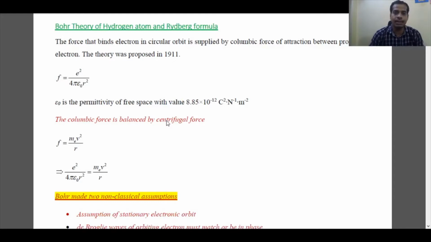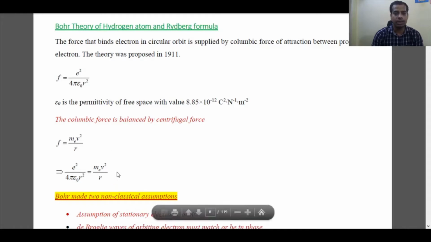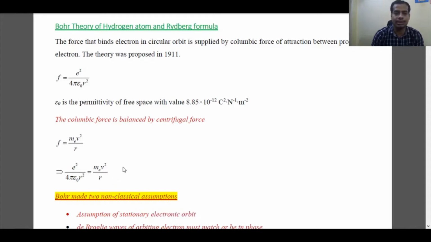Bohr's theory says that when an electron revolves around the nucleus, the electron gets stabilized due to two effects. One is the Coulombic force of attraction between proton and electron, and the second effect is the centrifugal force that acts on the electron. Both these effects counterbalance each other, and that causes the electron to revolve around the nucleus. So the Coulombic force of attraction is e square by 4 pi epsilon naught r square, where epsilon naught is the permittivity of free space, which is equal to mv square by r. mv square by r is nothing but the centrifugal force.